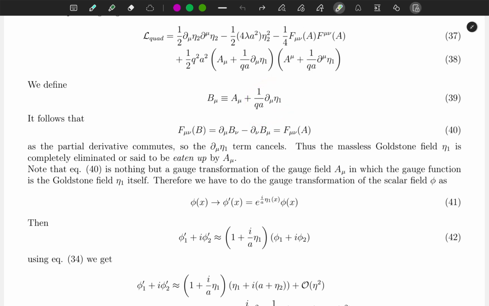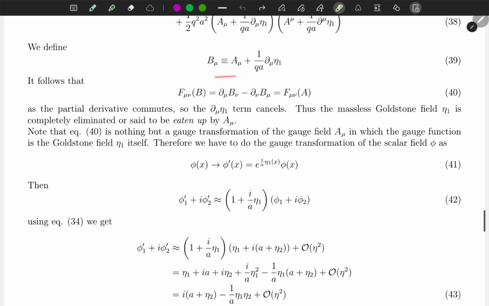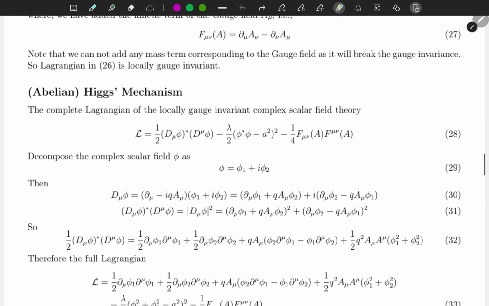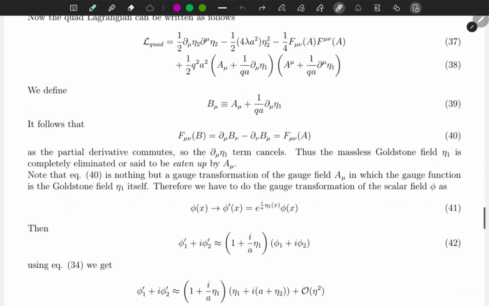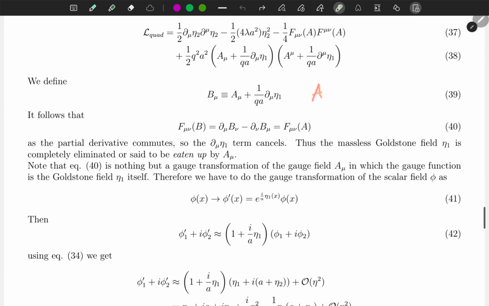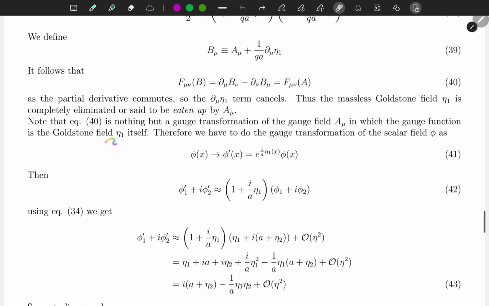Now you can identify this to be a very important transformation that we have talked about, that this type of transform, this is a gauge transformation, if you notice. So what was our gauge transformation? That mu transforms to mu plus 1 by q del mu phi, where phi is the gauge function. Now here this eta 1 field itself is the gauge function for this transformation. So the Goldstone field itself is the gauge function.